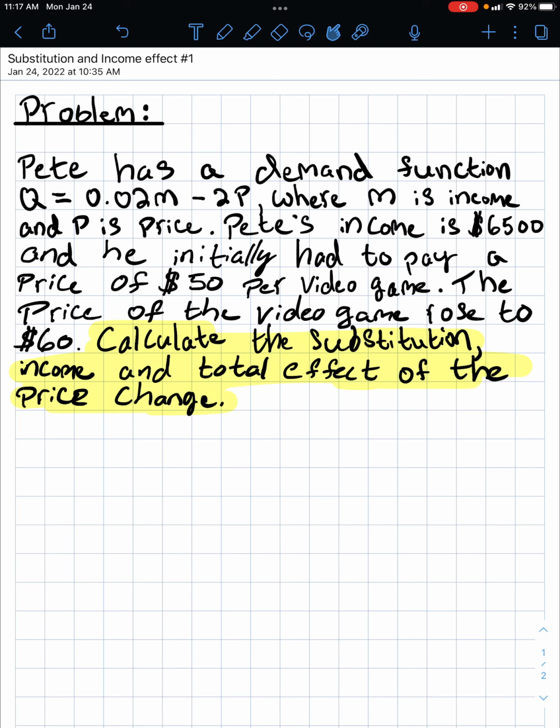The problem: Pete has a demand function Q equals 0.02M minus 2P, where M is income and P is price. Pete's income is $6,500, and he initially had to pay a price of $50 per video game. The price of the video game rose to $60. Calculate the substitution, income, and total effect of the price change.